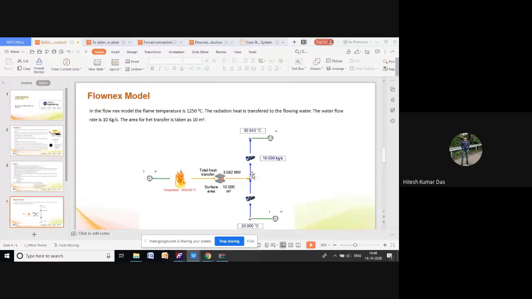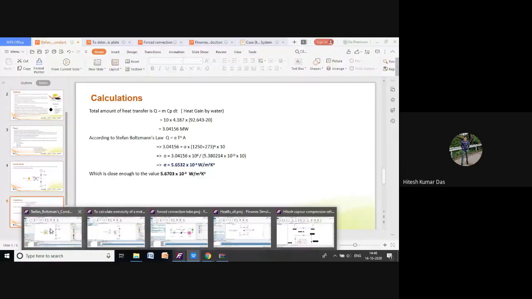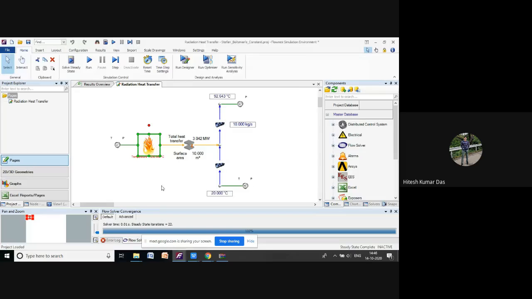This is the flow of water. You can see this is at 10 kg per second. This is the radiation heat transfer. Heat transfer will take place through radiation from this place to this place, so that its temperature will increase from 20 degrees Celsius to 92.643 degrees Celsius. This is all our calculation. I will show you later. First of all, I will show how we have created our network. This is the network. First of all, this is the boundary condition.